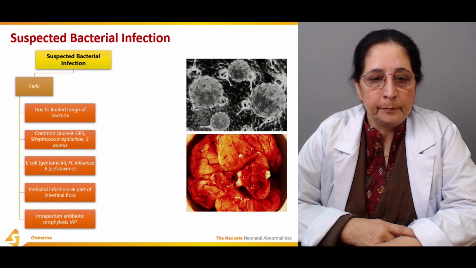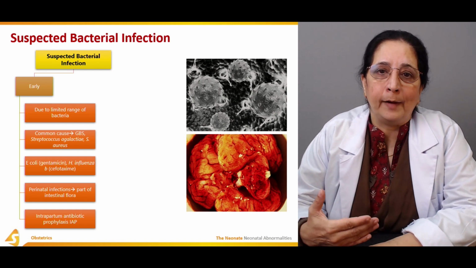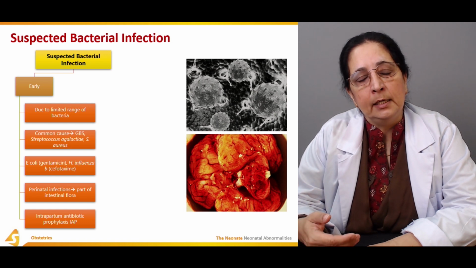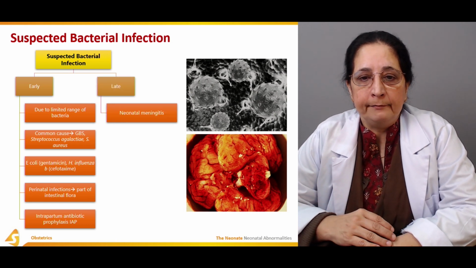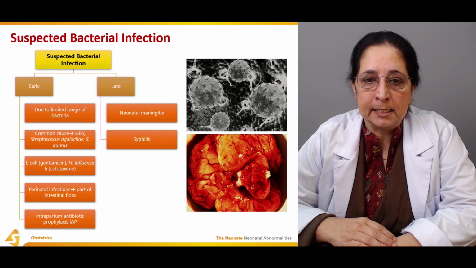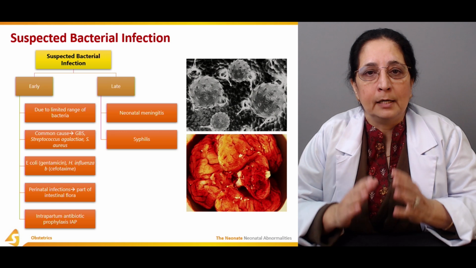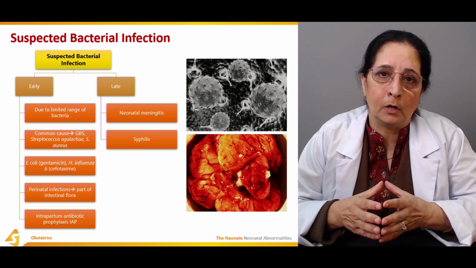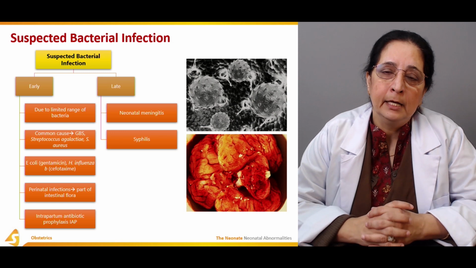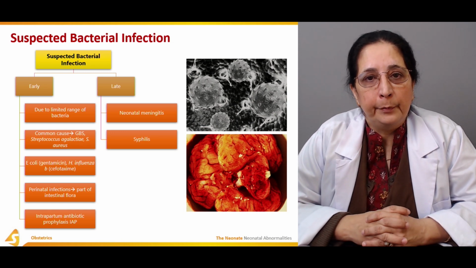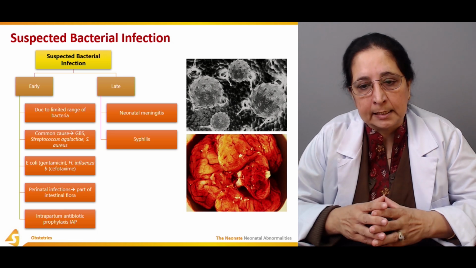Intrapartum antibiotic prophylaxis is important to prevent different infections. Antibiotics are given prophylactically to avoid infection in the neonatal or perinatal period. Late bacterial infections cause neonatal meningitis and syphilis. Neonatal meningitis is inflammation of the meninges, which are the lining of the brain and spinal cord. We have 3 meninges, and infection of them causes meningitis. Syphilis is another infection, caused by Treponema pallidum. So early and late infections cause meningitis and syphilis.